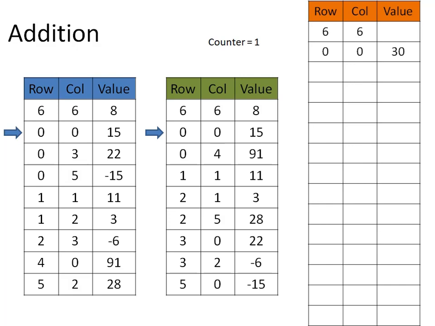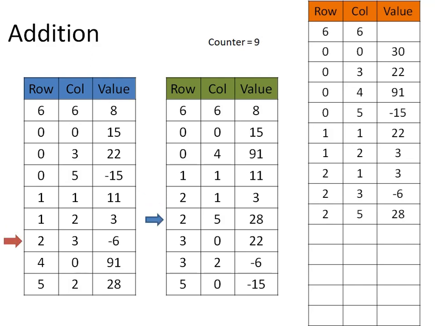Now we have the 0, 3 entry, as we have to follow lexicographic order. There is no match for this entry, hence it will be copied as it is into the resultant matrix. Also, the counter is increased by 1 again. In this way, one has to scan all the entries in order to get the final triplet after addition.